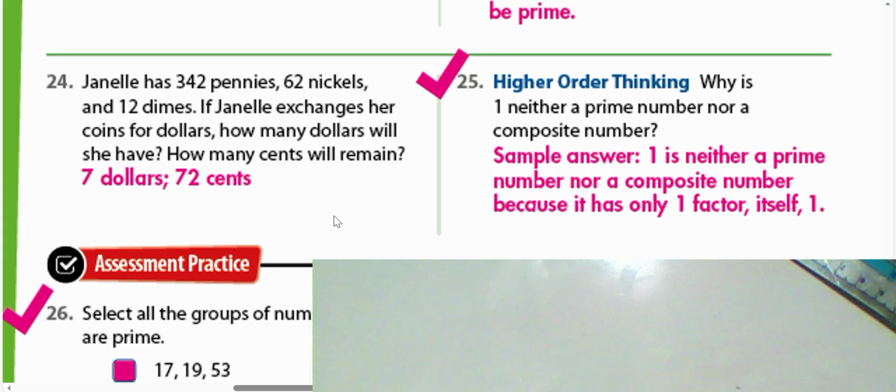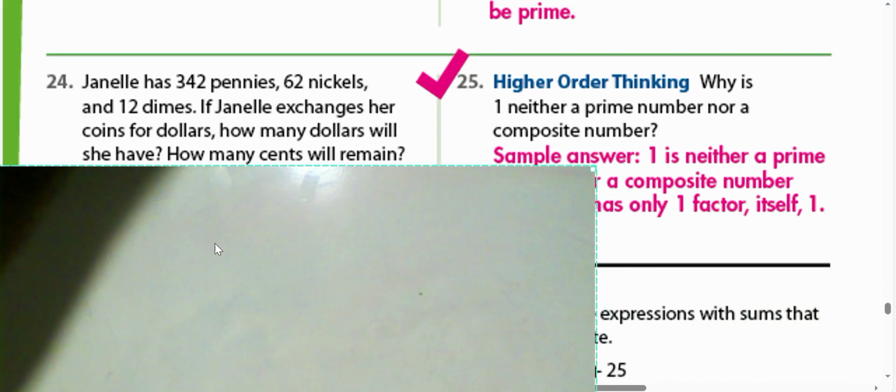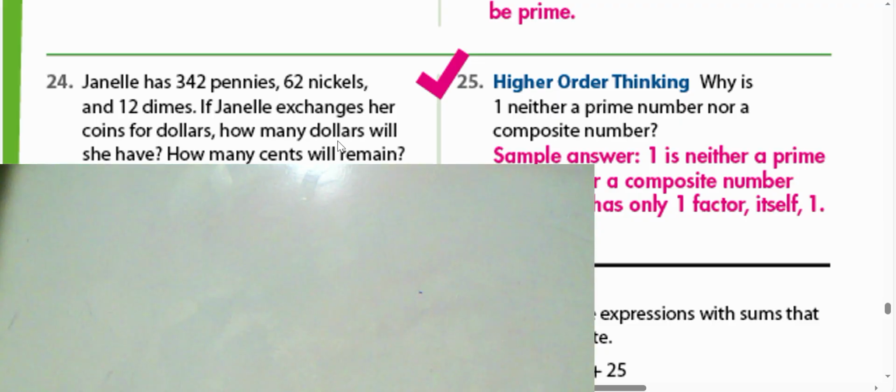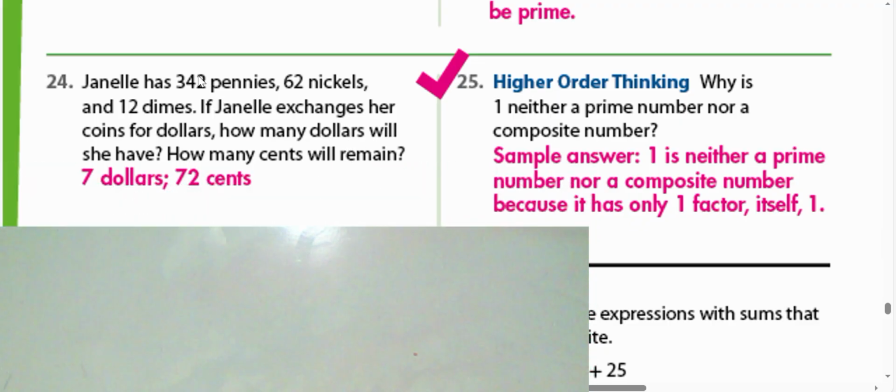next question. Julie has 342 pennies, 62 nickels, and 12 dimes. If Julie exchanges her coins for dollars, how many dollars will she have and how many cents will remain? Okay, we can think about the answer: the numbers 342 and 62, and we have 12 also. Julie has 342 pennies, 62 nickels and 12 dimes. If Julie exchanges her coins for dollars, how many dollars will she have?